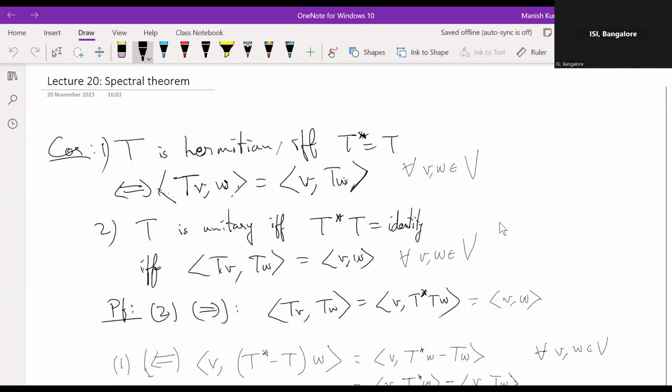The more enlightening name is the self-adjoint operator. It's also called self-adjoint.